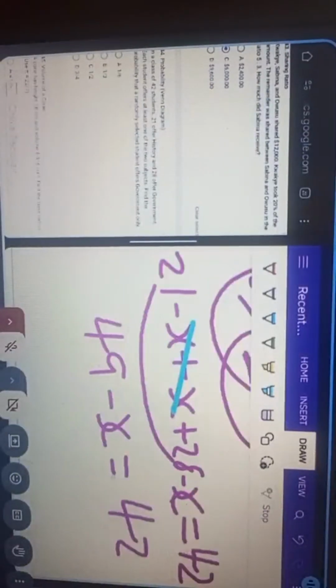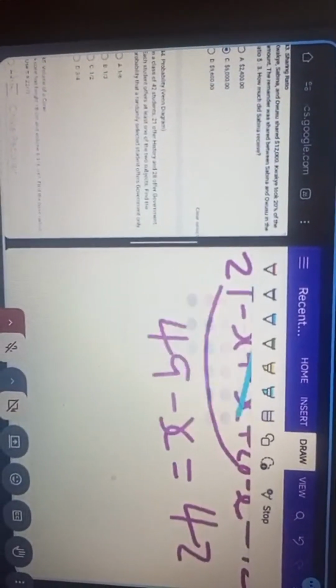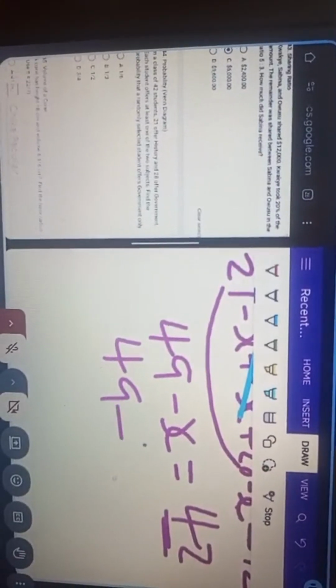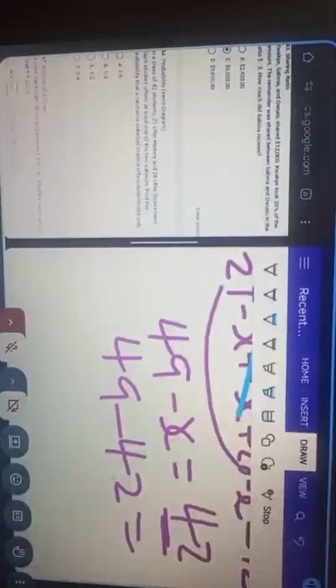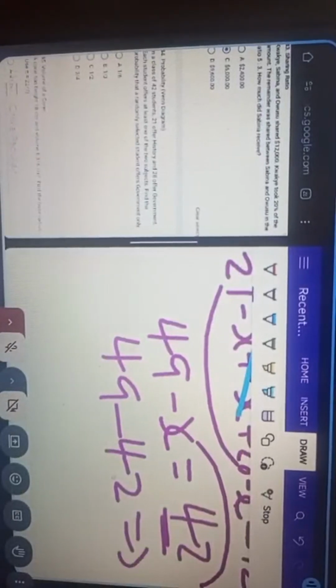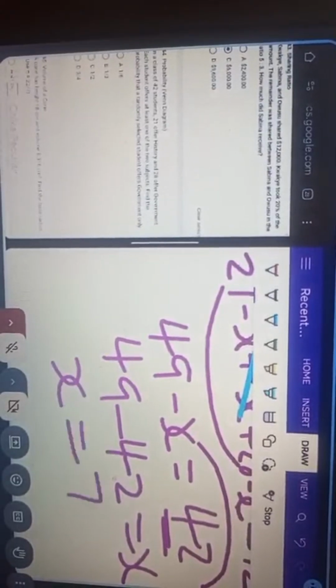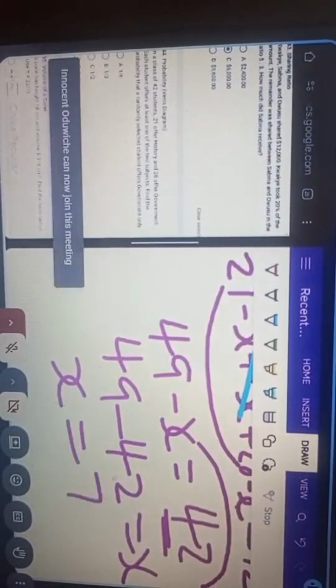So let's get that x. X is going to be 49. Then when 42 crosses over, it becomes minus 42 is equal to, so x will give me x. So 49 minus this will give me x is equal to 7. Alright, so let's go over to the question.